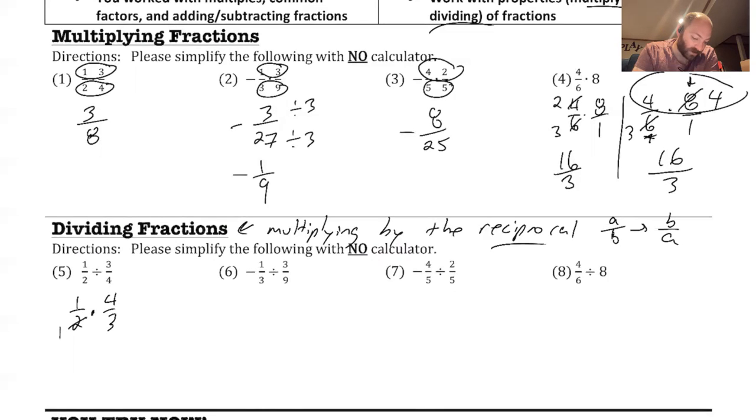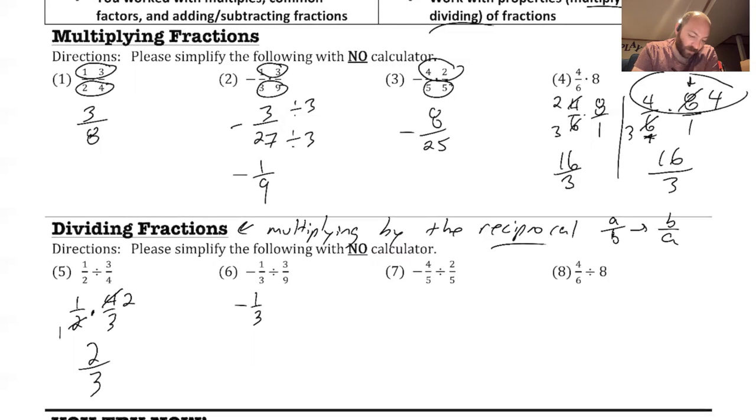I can divide that by 2 and divide that by 2 as well. So both 4 and 2 are divisible by 2. They have a greatest common factor of 2. So now I have 1 times 2 is 2. 1 times 3 is 3. There's my reduced fraction.